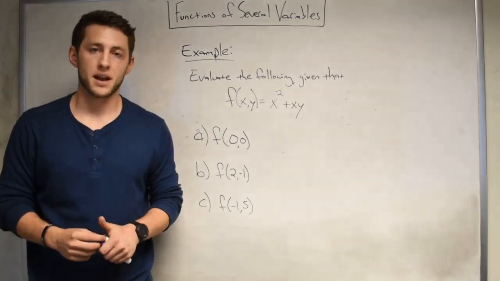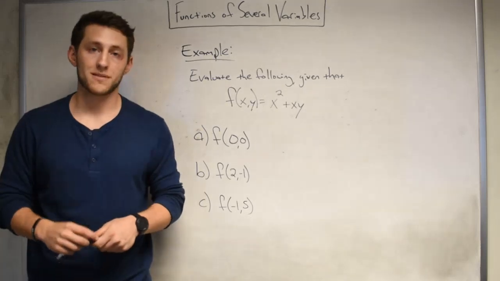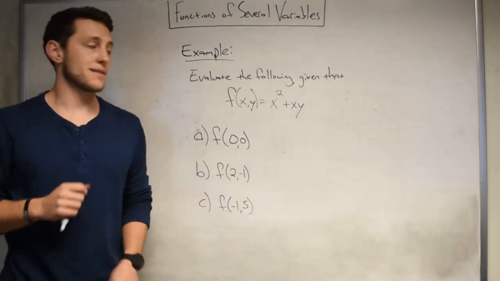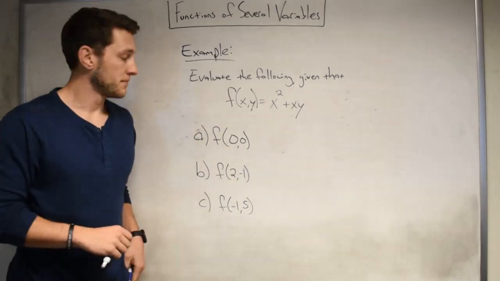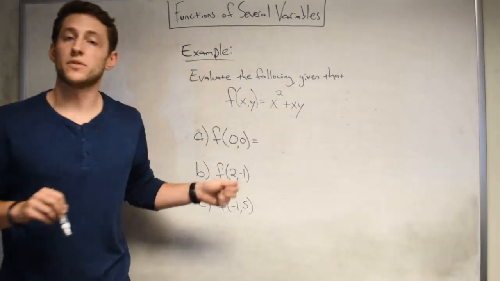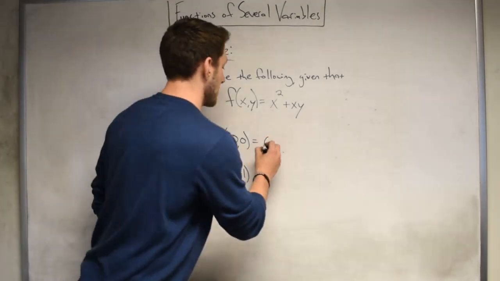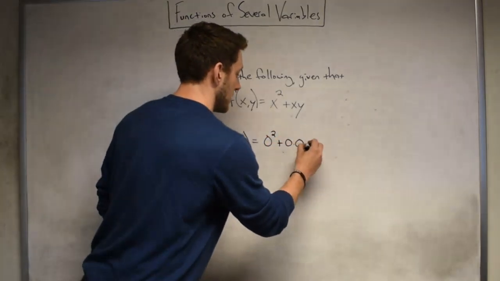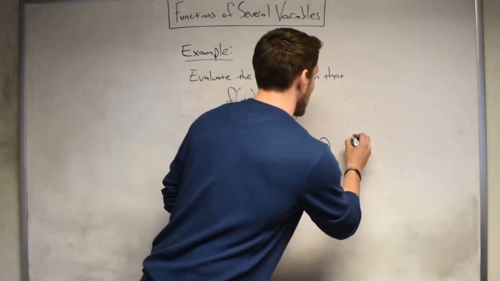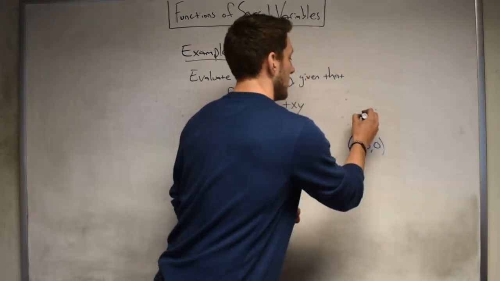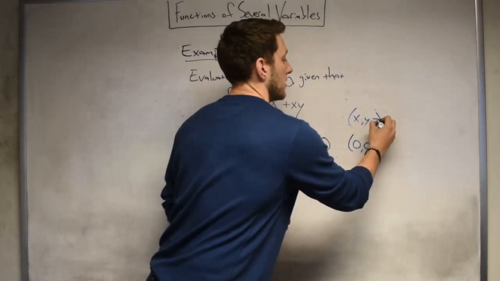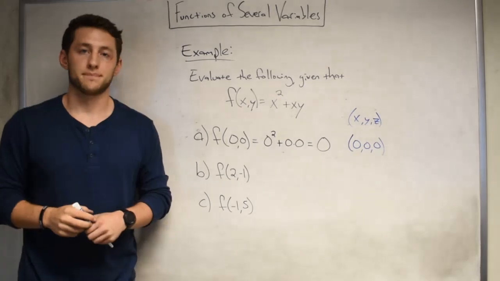To solidify our understanding of evaluating these functions at given points, let's consider the following. Evaluate the following given that f of x comma y is equal to x squared plus x times y. First and foremost, let's see what happens at 0 comma 0. To evaluate this, just plug in 0 for x and 0 for y. That gives us 0. Therefore, the point 0 comma 0 comma 0, where we have x, y, and z respectively, is a point on our map.